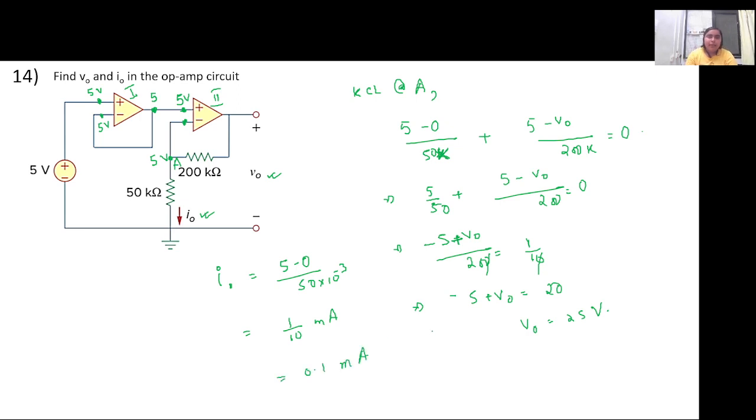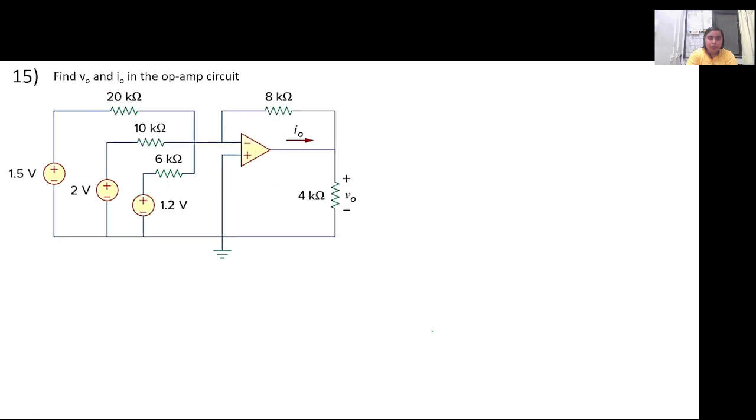Right. So let us do one last question and then finish it off. Can you calculate V0 and I0 for this particular circuit? By now you'll be able to do it, I'm pretty sure. I'll just give you 2-3 minutes to solve it, then I'll be solving it.